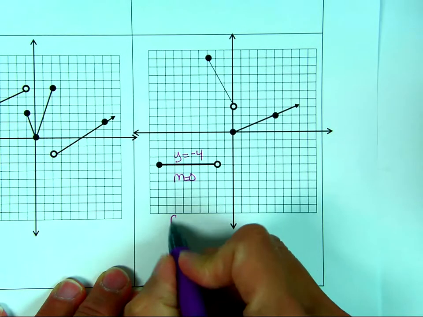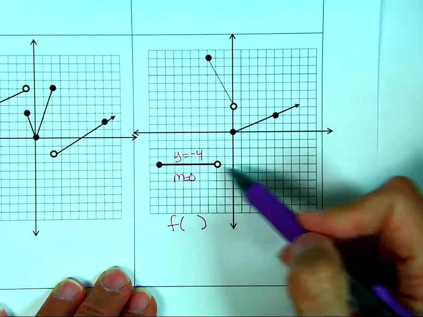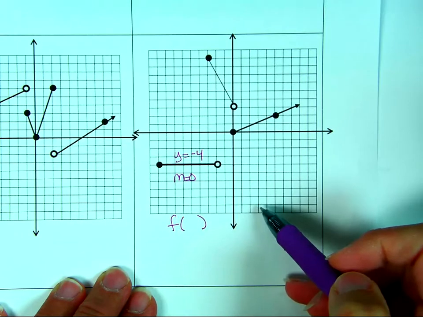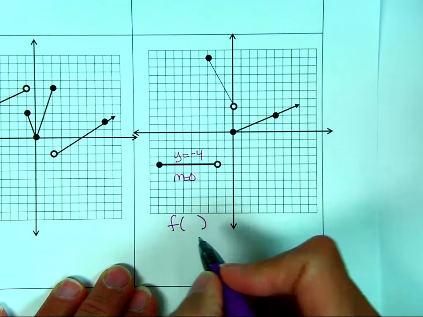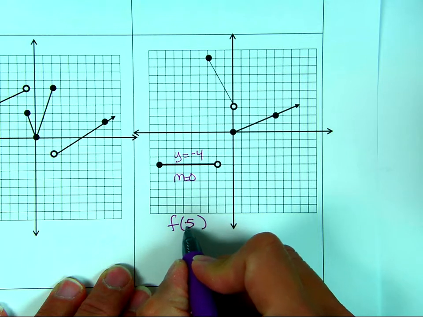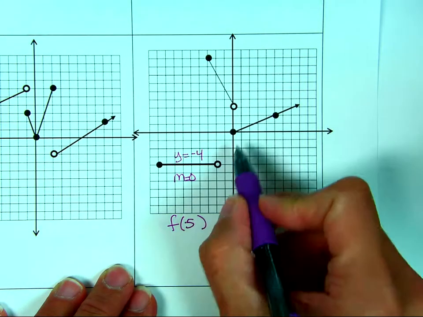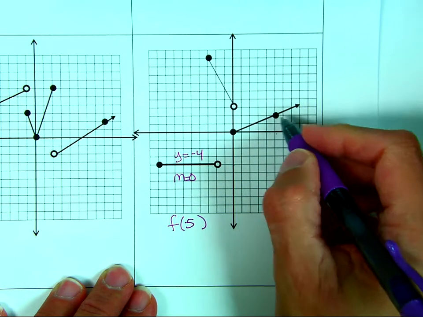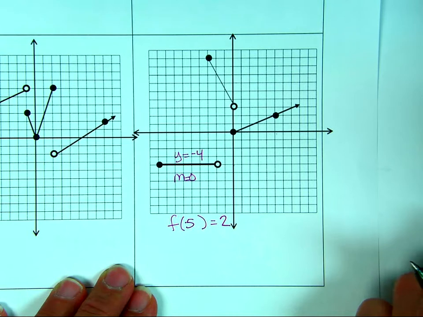But what I want to talk to you real quick about before we start writing is that you can evaluate this function without actually knowing the rules, just looking at the graph. So if I said, what is the value of f of 5? Then I have to go to 5 on my domain, because remember, this is where x goes. So I go 1, 2, 3, 4, 5. And then I go up 2, and I see that the function is 2 when x equals 5.